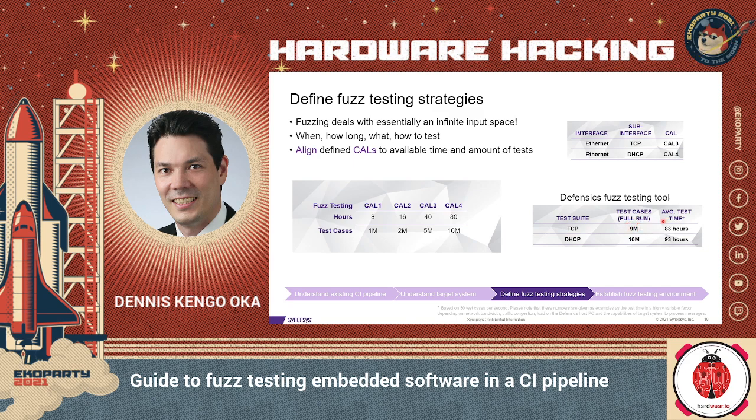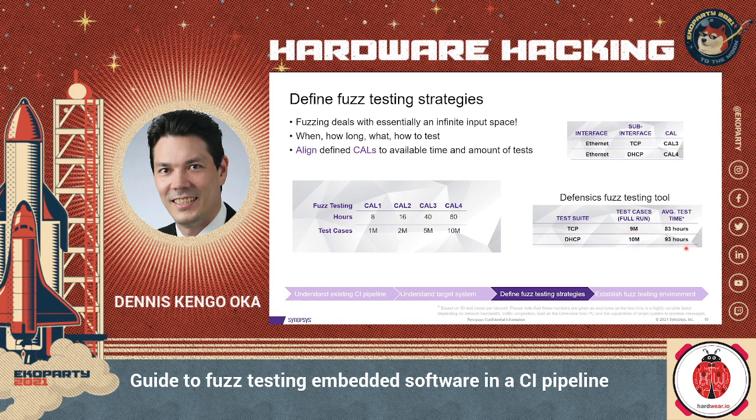Please note that this average test time depends on the communication workload, the bandwidth, the time it takes to process the messages on the target system, and the host PC that's running Defensics as well. And then for our DHCP test suite, we have 10 million test cases in the full run with an average test time of 93 hours.